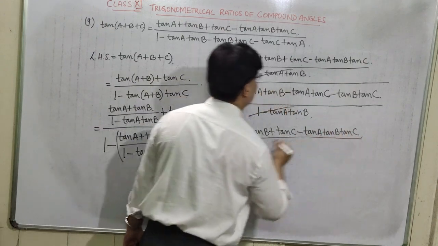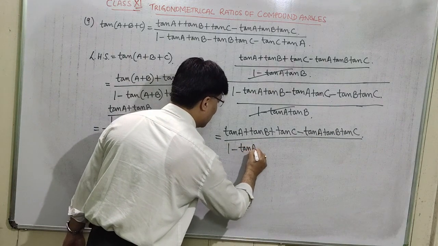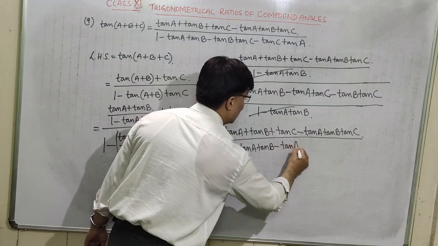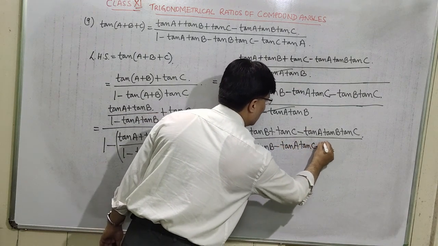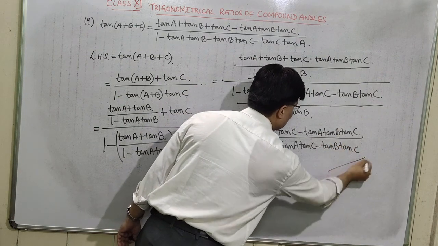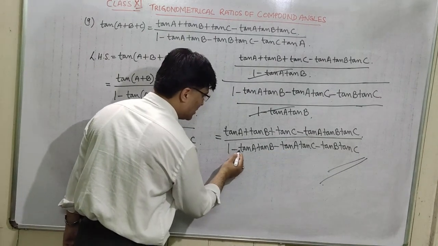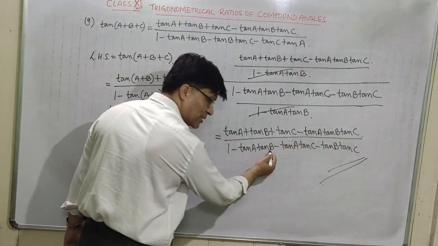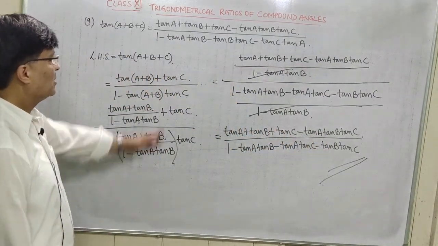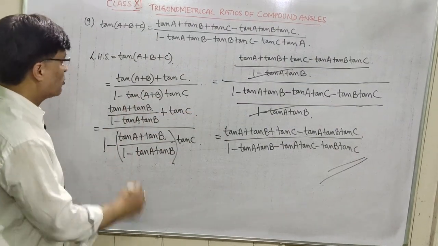So this whole divided by, in the denominator, 1 minus tan A tan B minus tan A tan C minus tan B tan C. So it is proved. So in the denominator you may write 1 minus tan A tan B minus tan B tan C, then minus tan C tan A. Same expression is there. So is it proved now? So it is done. Okay. So you can copy it.